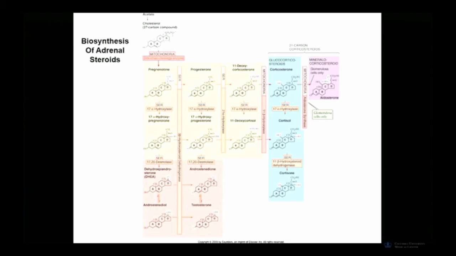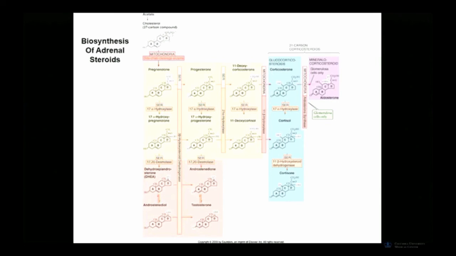Second category, mineralocorticoids. Mineralocorticoid, of which there's one, is this pink box, called aldosterone. It's called mineralocorticoid because of its effect on sodium and potassium. It tends to cause retention of sodium and potassium loss. So mineralocorticoid, glucocorticoids. The last category are the sex hormones.